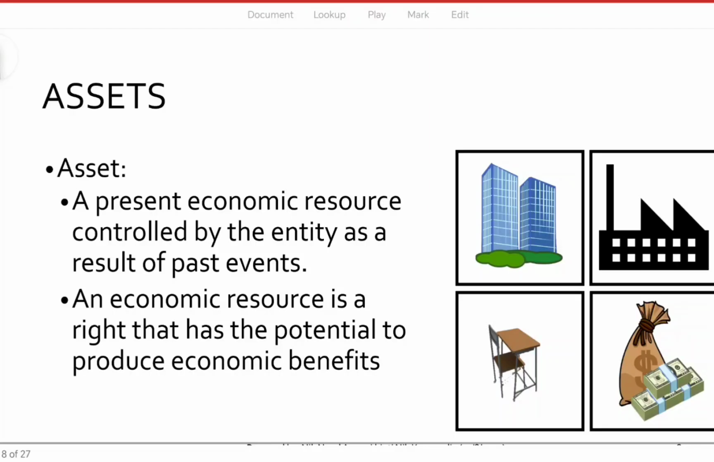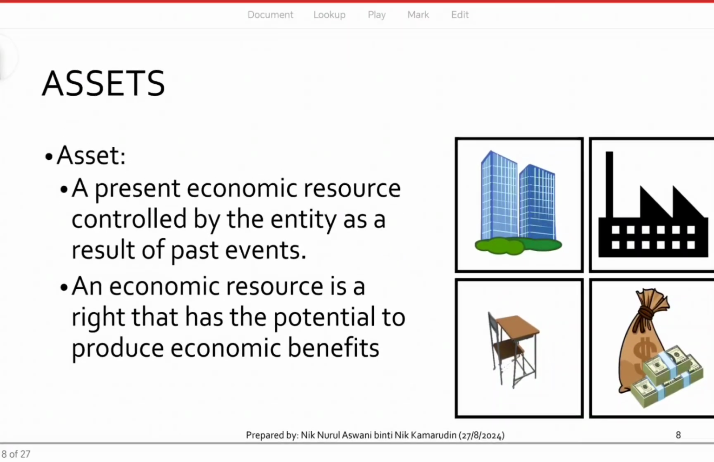You have the right to use the thing that you acquired, that you purchase, that you construct, or maybe you exchange with another business entity. As a result of past event is in what way you acquire the asset, in what way you have control over the asset. Is it because you purchase the items, or you construct the items, or you exchange the items. So it is something that you own and have right over because you purchased in the past, or received in the past, or constructed in the past.